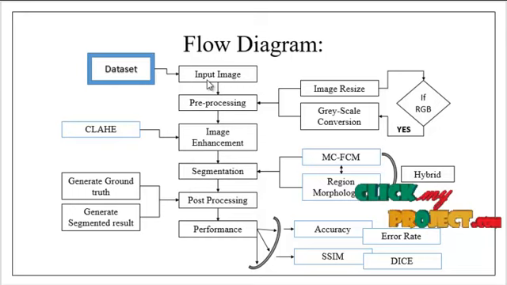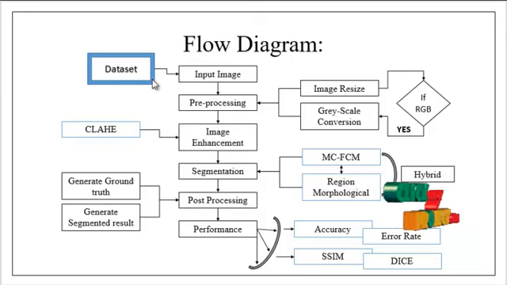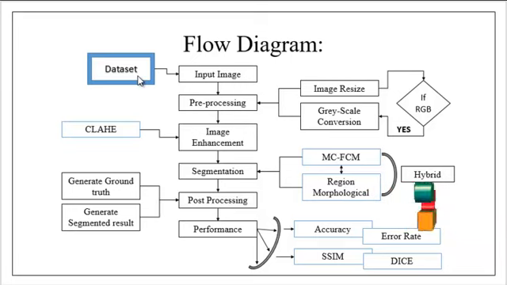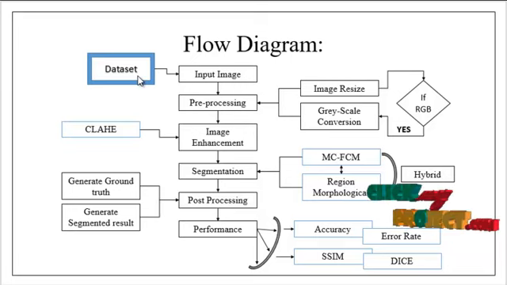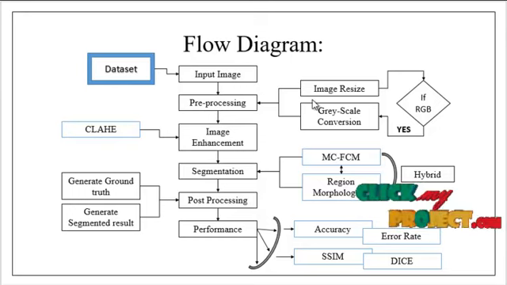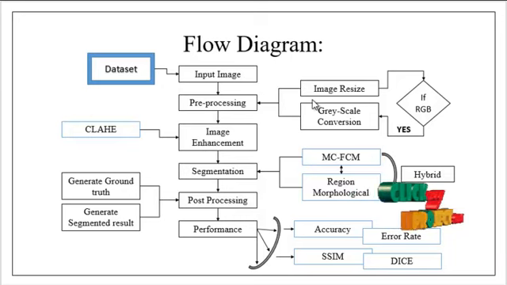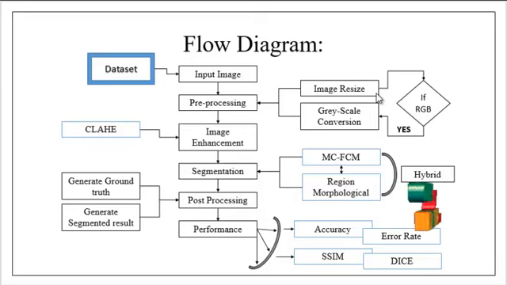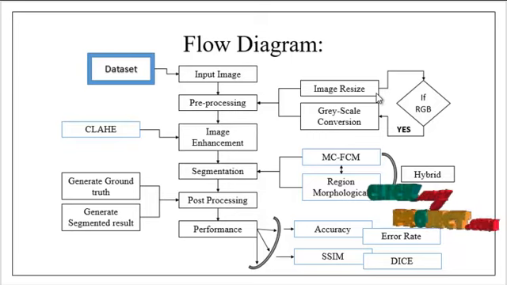At first, the input image is taken from the dataset. The dataset consists of a lot of medical images. After taking any one image from the dataset, the pre-processing will be carried out. In this pre-processing, we have two stages. The first stage is image resize, then the second stage is grayscale conversion. For image resize, we are going to resize the image to 256 by 256, which means the number of rows and columns will be 256.